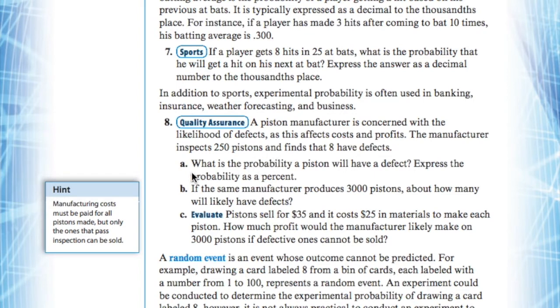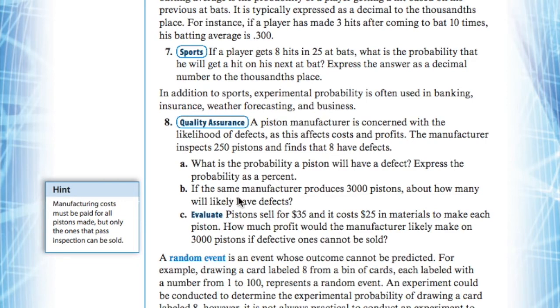Letter A. What's the probability a piston will have a defect? Express the probability as a percent. Well, the defect is what we're looking for as the event, so I would have 8 in my numerator and 250 in my denominator, and I divide 8 by 250. I get 0.032 as my decimal. Now to change that into a percentage, I multiply by 100, move the decimal place over, it's 3.2%. 3.2% of those products that you're making are defective. That means 3.2% of what you're making is actually costing you money, not benefiting you.